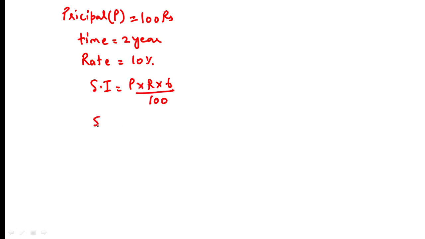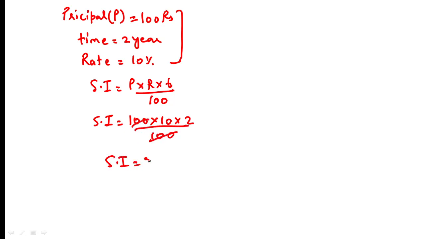So what is the interest on this money? P is 100, R is 10, time is 2 years, divided by 100. The 100 will cancel and simple interest will become 20. So that is the extra amount of rupees you have after 2 years. First you have 100 rupees, now you have 20 rupees extra.